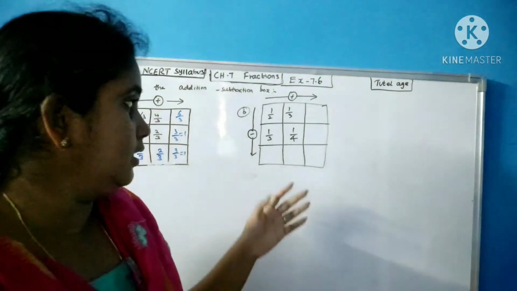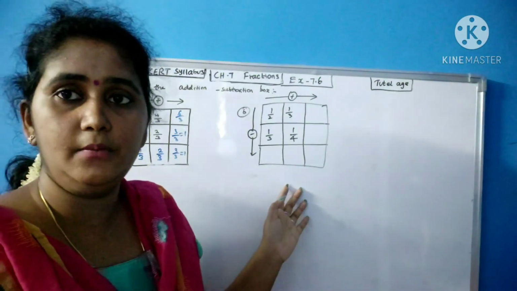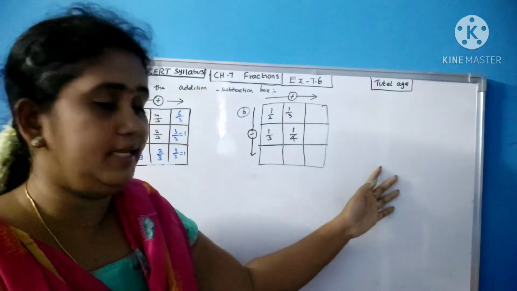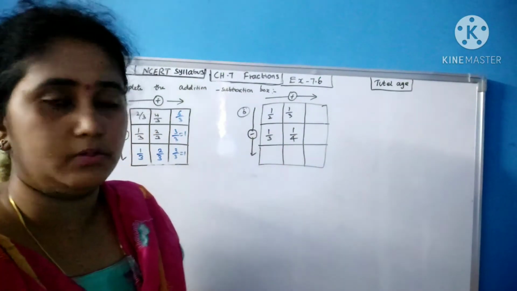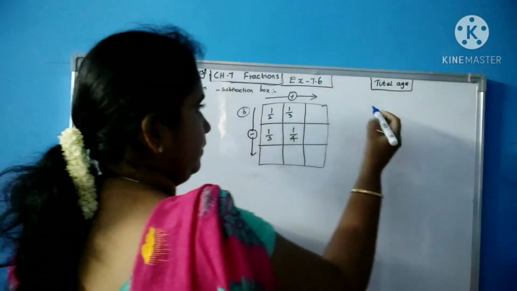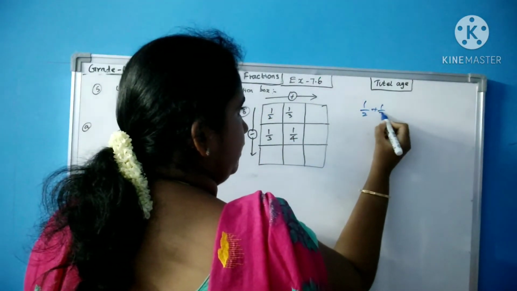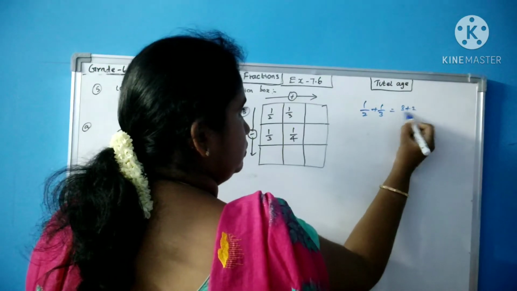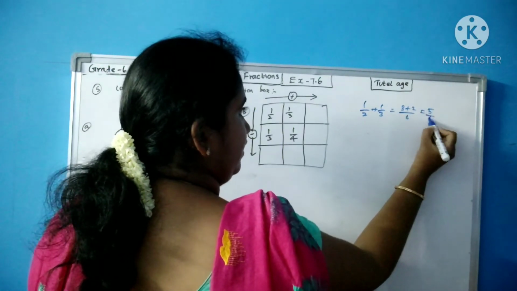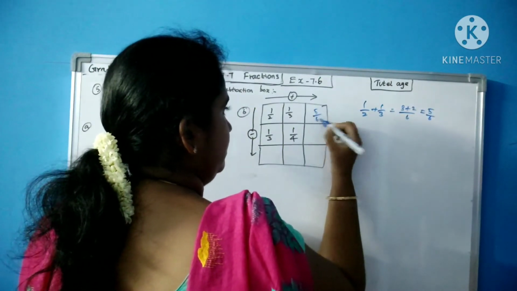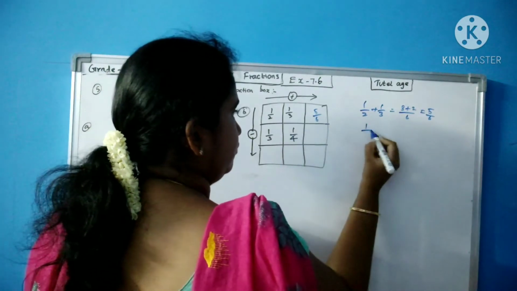Okay, now in the case of the B sum, the denominators are different. You have to calculate it here and then put it in the box. 1/2 plus 1/3 is equal to 3 plus 2 divided by 6, that is equal to 5/6. So 5/6 is your answer. Next, 1/3 plus 1/4.